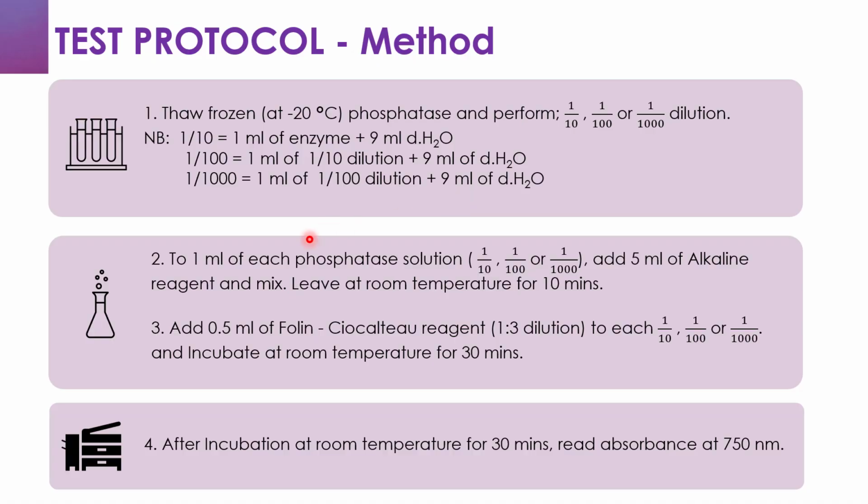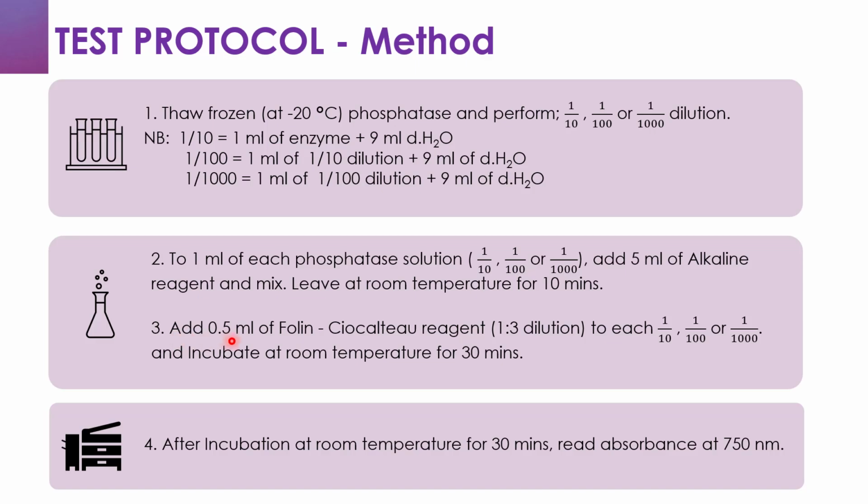So step 2, to 1 ml of each phosphatase solution, and that happens to be the crude and the diluted enzymes in 1 in 10, 1 in 100, and 1 in 1000, we add 5 ml of alkaline reagent and mix, and we leave at room temperature for 10 minutes. And this is where the first reaction occurs under the Folin-Lowry method, which happens to be the biuret reaction.